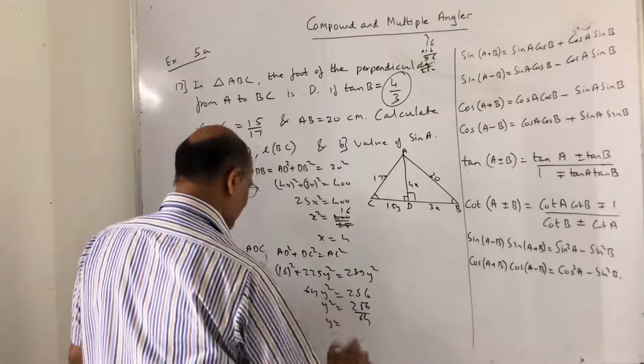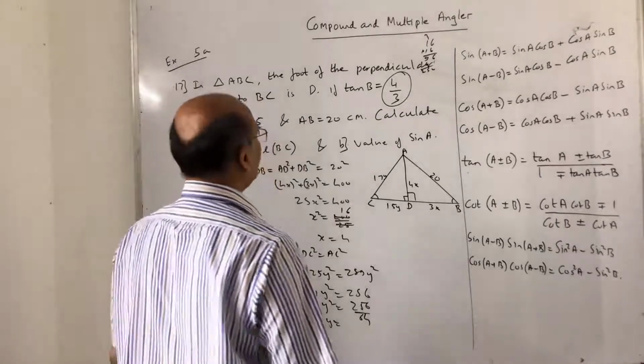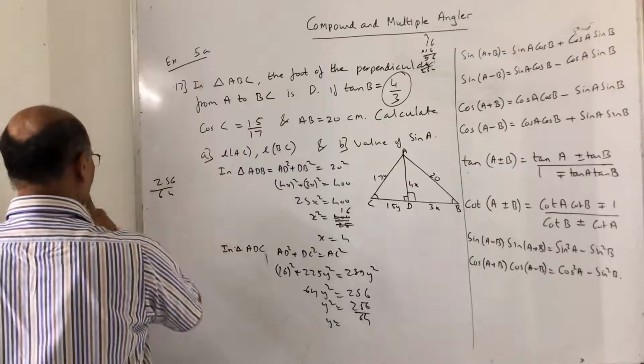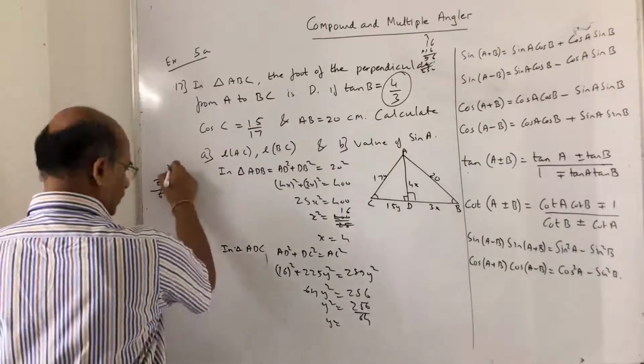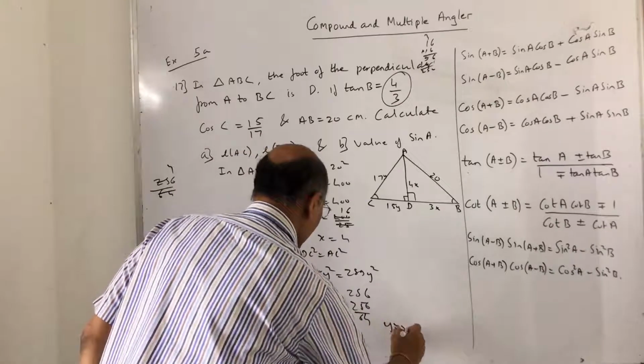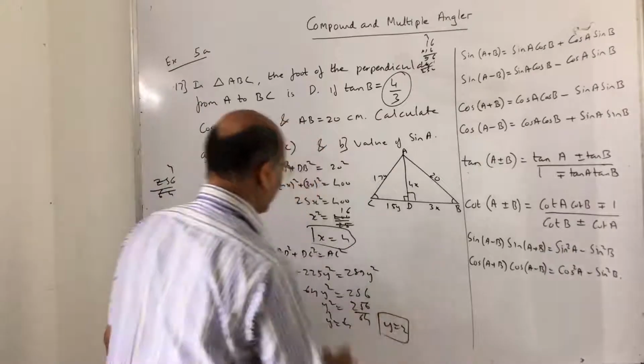So y is nothing but, how much does it come to? Check it out. 256 upon 64. 4 fours are 16. So y square is nothing but 4. So y is nothing but 2. So I got the value of x as 4, y as 2.